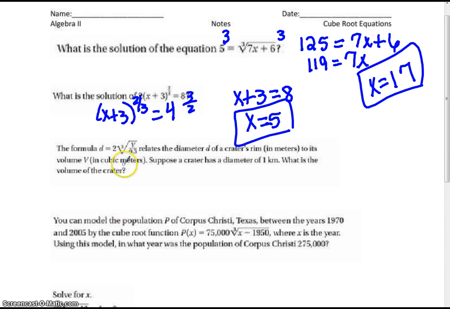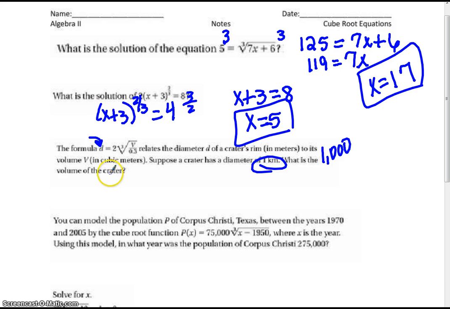The formula d equals 2 times the cubed root of v over 0.3 relates the diameter of a crater's rim in meters to its volume in cubic meters. Suppose a crater has a diameter of 1 kilometer. What is the volume? Okay, you got to change that to meters. You got to realize that's actually 1,000 meters.